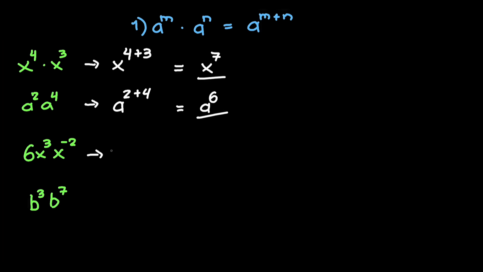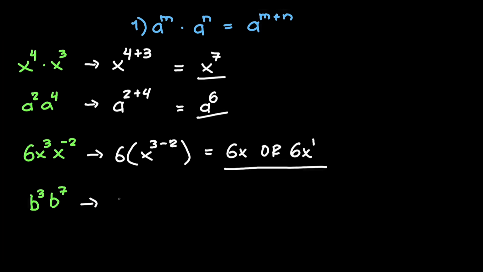6x raised to the power of 3 multiplied by x raised to the power of negative 2. It will be 6 multiplied by x raised to the power of 3 minus 2, because the exponent here is negative 2. So 3 minus 2 is 1, so it will be 6x or 6x raised to the power of 1. It's the same.